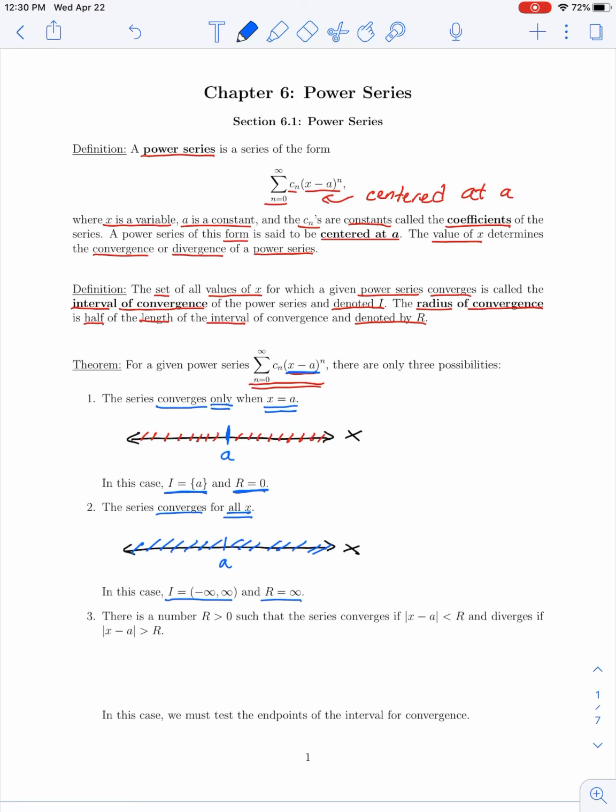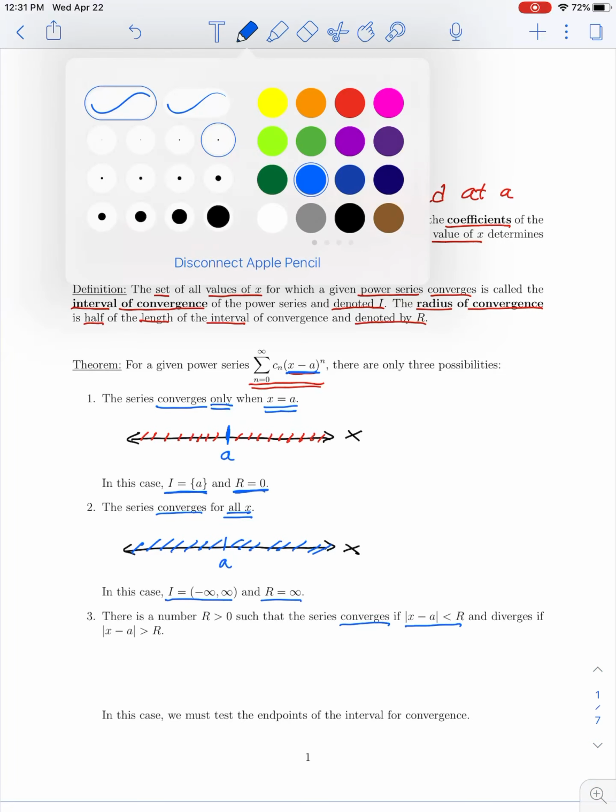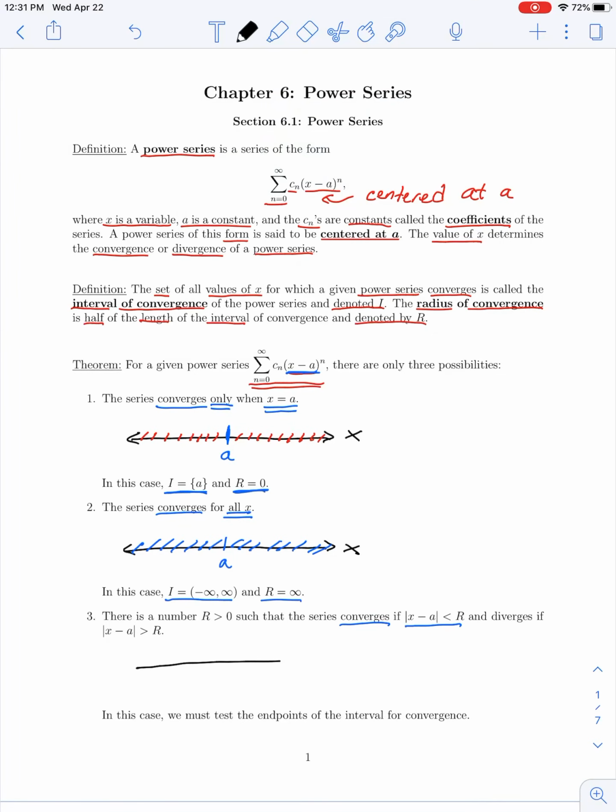And then one of the more common cases would be the following. There exists some number r greater than 0 such that our series converges if the distance between x and a is less than r, and it would diverge if the distance from x to a is greater than r. So let's visualize this. If we have our real number line of x values, we can consider this as being centered at x equals a.